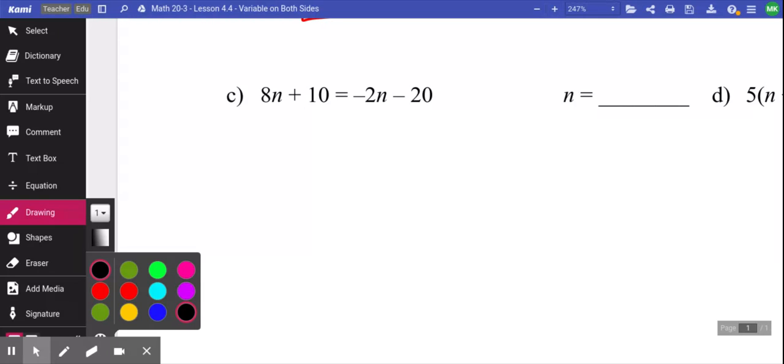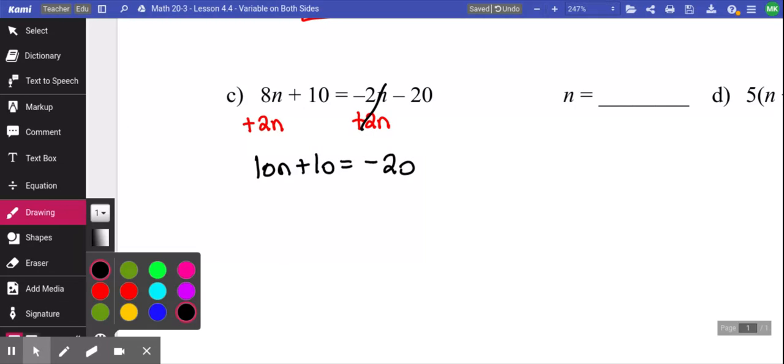So if I look at this, again, I want to move the least amount of n's. This is 8n. This is negative 2n. Negative is definitely less than positive 8. So I need to move those negative 2n's. The opposite of negative would be adding 2n's. So I add 2n to get 10n. You're correct. 10n plus 10 equals negative 20.